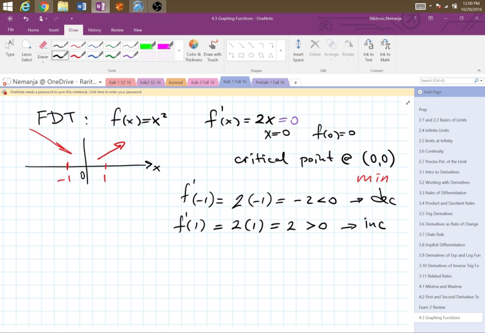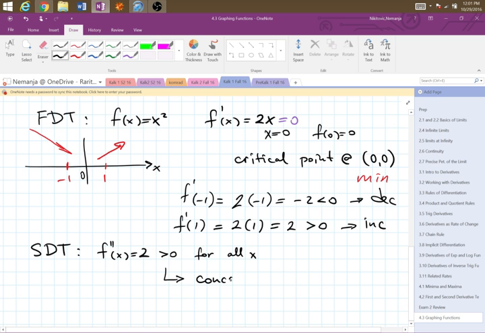Second derivative test. We are taking the second derivative, which in this case is just the number 2. Number 2 is larger than 0 at all times. So for all x, the second derivative is always positive, and when that happens, what's the conclusion? When the second derivative is positive? So the conclusion is concave up for all x. Now concave up looks like that, right? Fair?